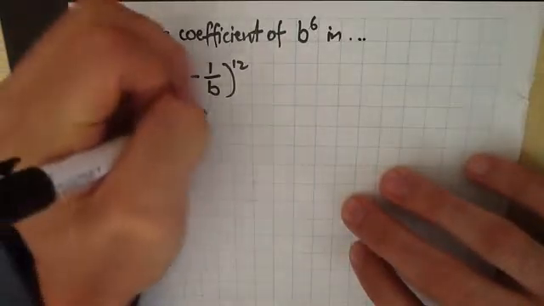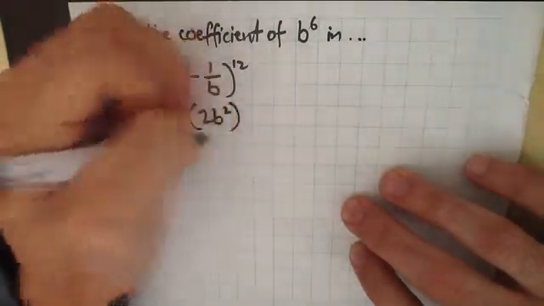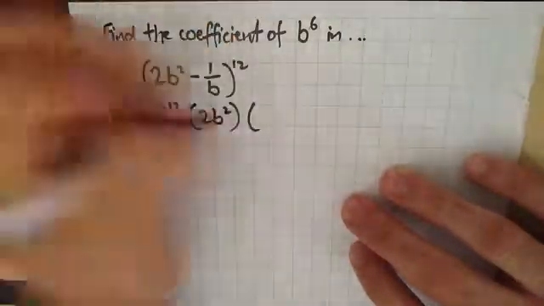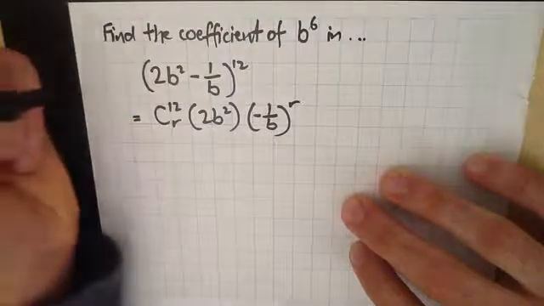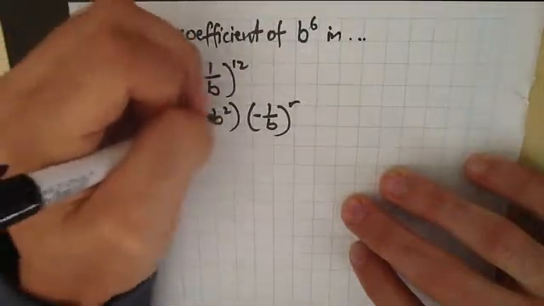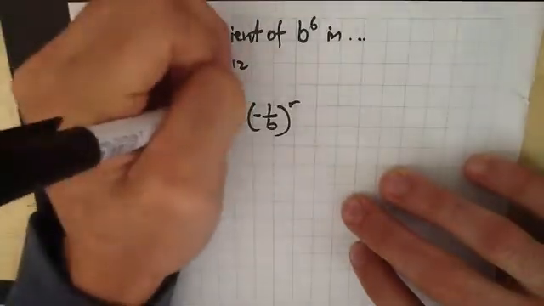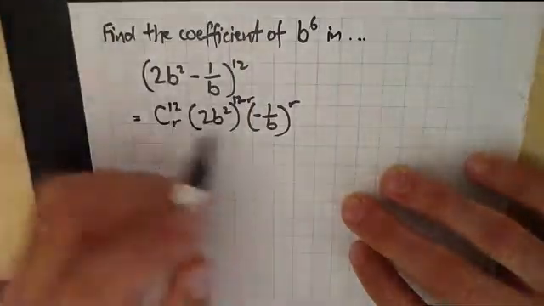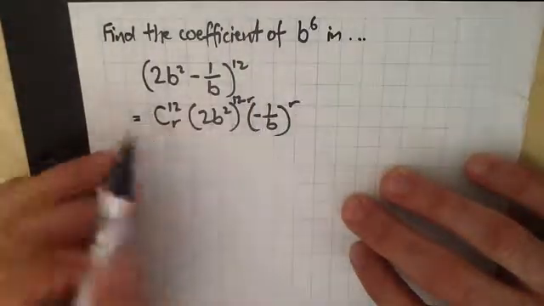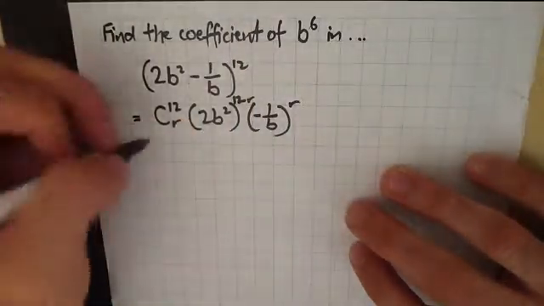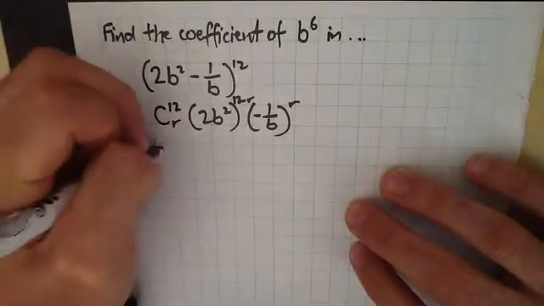I know that these are the two terms. This one is going to be to the power of r, and therefore this one will be to the power of 12 take r. That's always to the power of r, and these two have to add to 12. So what I can do is go about expanding this for now.